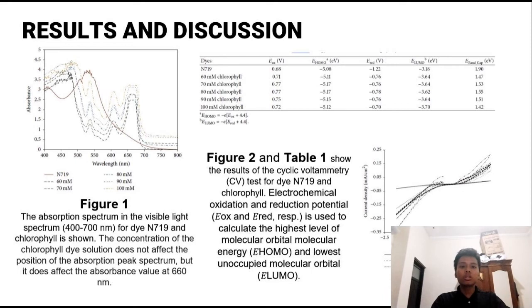The different amounts had a negligible impact on the LUMO and HOMO values of the chlorophyll dyes, as indicated in table 1.